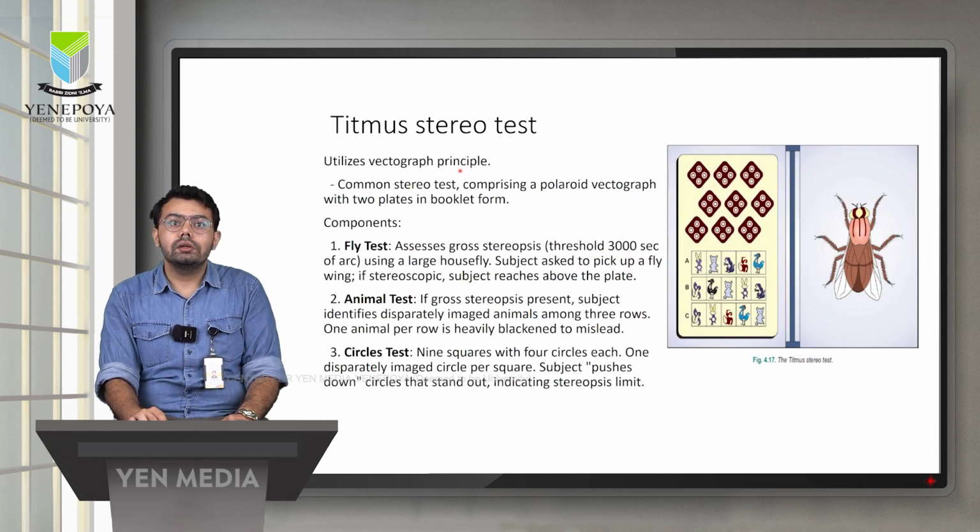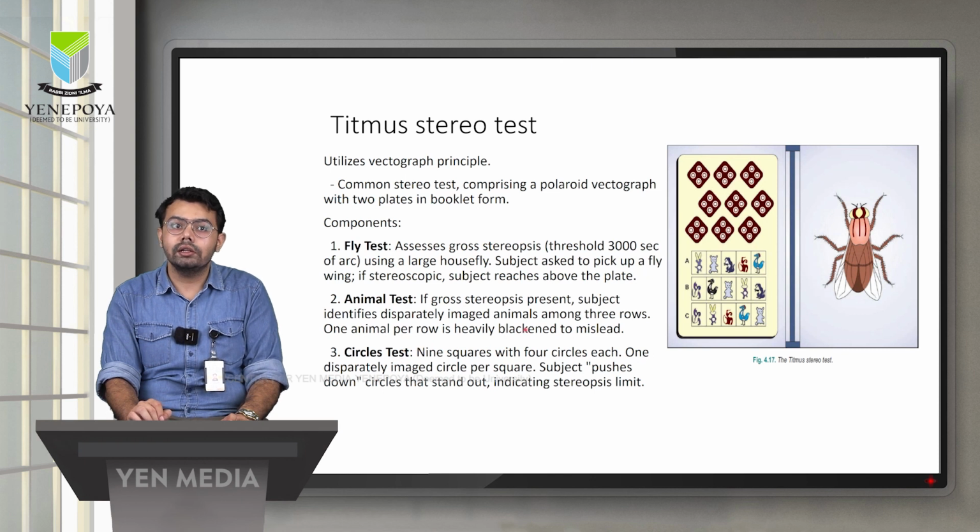Titmus stereo test. It is a vectograph principle. In this, the common stereo test is comprised of a polarized vectograph which is with two plates in booklet form. It consists of three tests: the fly test, the animal test, and the circle test. A polarized glass is given to a patient, and the fly test is used to assess the gross stereopsis, and the animal test and the circle test are used to see the fine stereopsis.